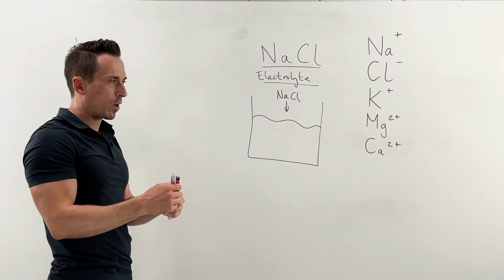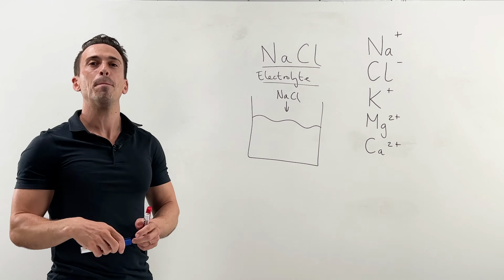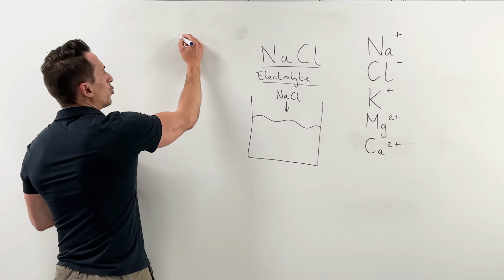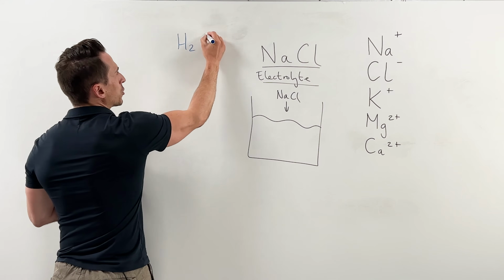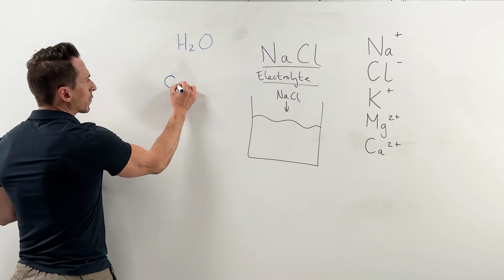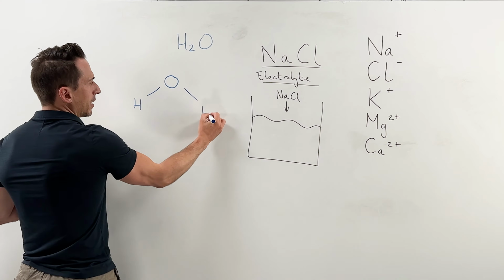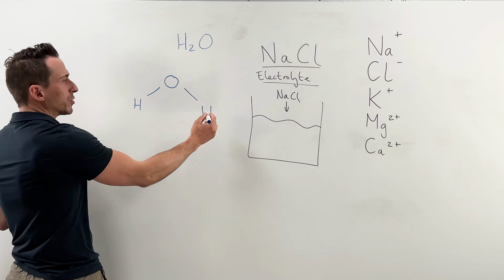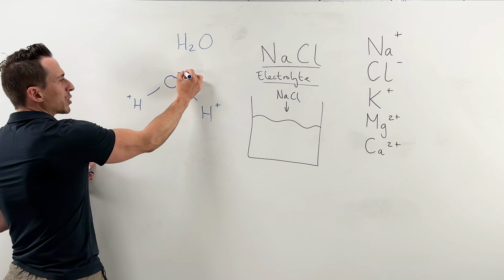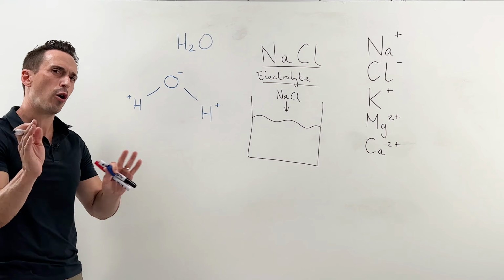Well, let's take a quick look at water. Water being the universal solvent is an amazing substance. We know that water is made up of H2O. There's 2 hydrogen and 1 oxygen. And it's shaped like a boomerang. So you've got the oxygen like this, and you've got the hydrogen like this. And in actual fact, the hydrogens will have a slight positive charge, and the oxygen will have a slight negative charge.